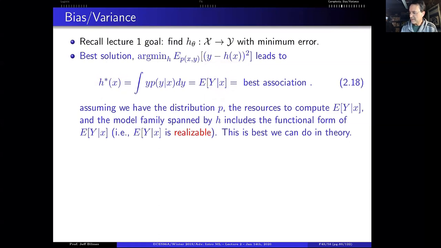Now, to do this practically, this basically means that we have to have the actual distribution p. Do we have p? Do we have the resources to compute this conditional expectation? And this also assumes, and this is an important one, that the model family spanned by the models that we're learning over includes the functional form of E[y|x]. In other words, this is the notion of realizability, and this is an important term in and of itself, the realizable case. What realizable means is that the thing that you're trying to learn lives in the family of models that you're learning over.